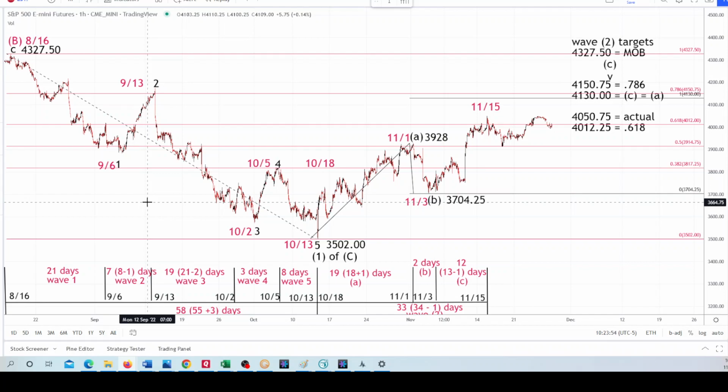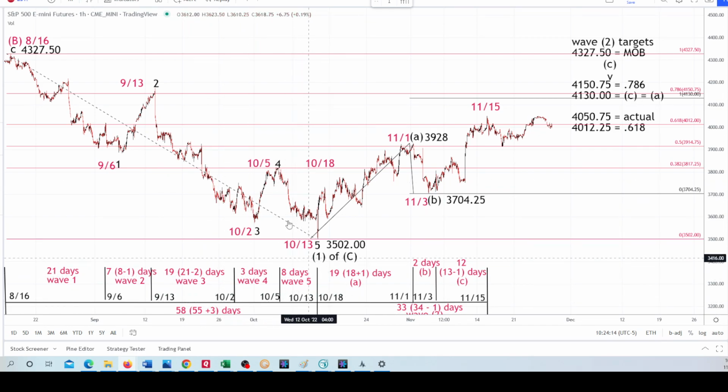in terms of time. You can see the internal markings here. Wave 1 was at 21 days. Wave 2 up was 1 day short of a perfect Fibonacci 8 days. Wave 3 down was within 2 days of a Fibonacci 21. Wave 4 lasted a Fibonacci 3 days. Wave 5 lasted a Fibonacci 8 days.